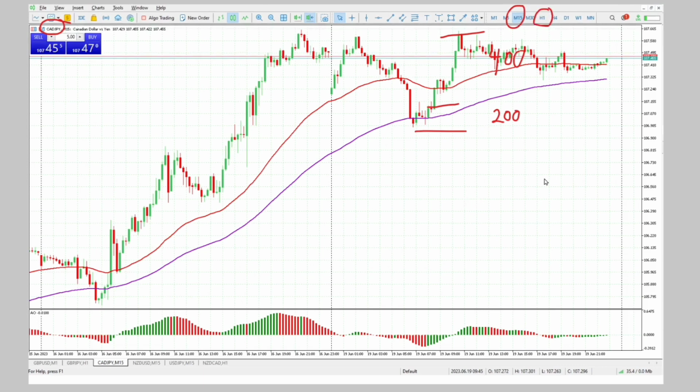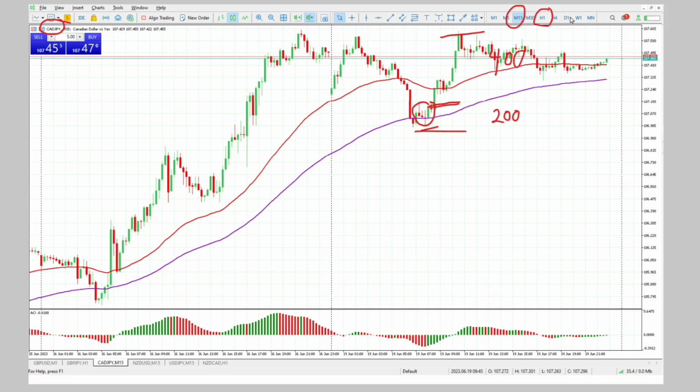So on CAD/JPY, I did not find any trade. But assuming I was alive to trade, I would have entered here because here is where I can find the bullish morning star. Can you see? Bullish morning star pattern. Then I'll enter here, my stop loss there, my take profit 1:2, and I'm out of the market. So on CAD/JPY, I did not find any trade.